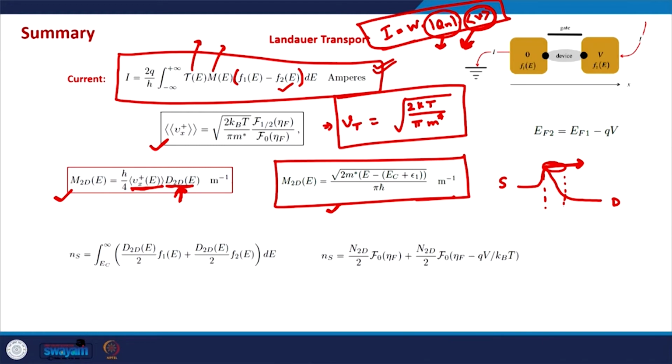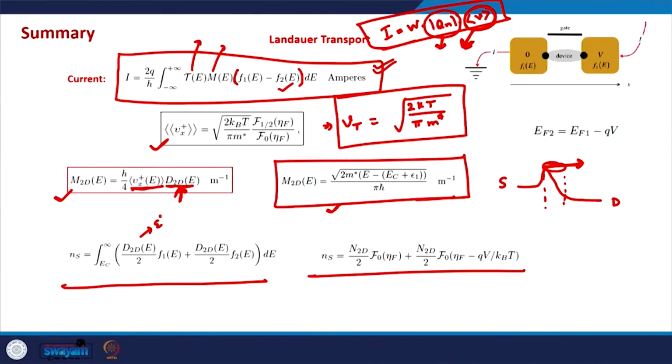Second, the average or steady state charge in the channel is given by this expression, and when we put in the density of states for a 2D channel and the Fermi function, this is what we obtain. The density of states for a 2D channel is independent of the energy, and that is why we obtain this kind of expression for the charge.